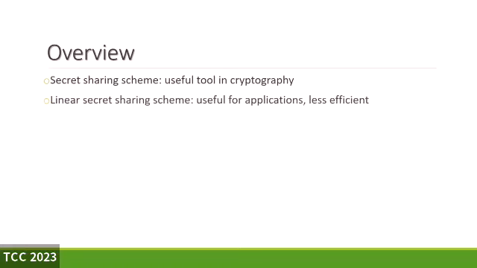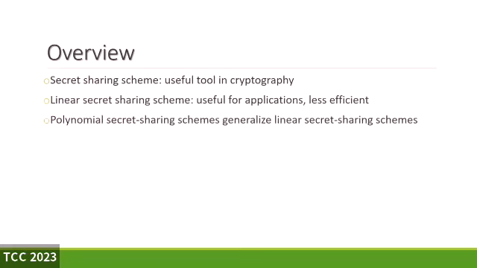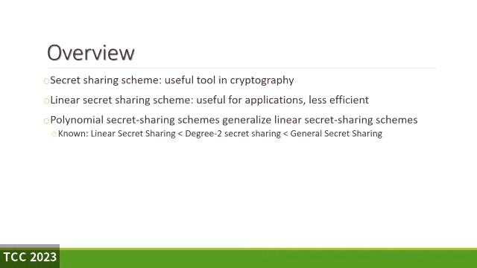I'm going to start with a high-level overview before going into the definitions. A secret sharing scheme is a useful tool in cryptography. Linear secret sharing schemes are useful for applications, but less efficient. Polynomial secret sharing schemes generalize linear secret sharing schemes to a higher degree. And according to the best known secret sharing schemes today, we know that linear secret sharing schemes are less efficient than degree 2 secret sharing schemes, and less efficient than general secret sharing schemes.